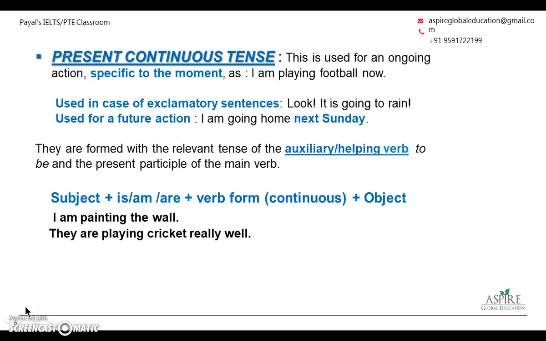But if you use it as a verb, you have to use it with an auxiliary or a helping verb. Otherwise, your sentence will not make sense. For example, they are playing cricket really well. Some people write, they playing cricket really well. It doesn't make sense. They are playing. You cannot skip or miss your auxiliary verb. It is mandatory to have your auxiliary verb with the present continuous tense. Otherwise the sentence will not make sense.